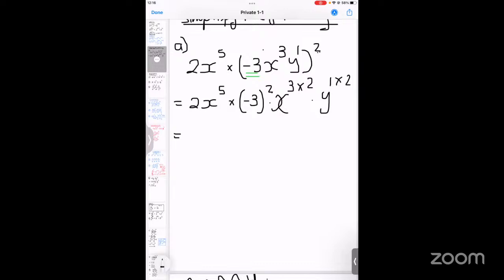Now you continue to simplify those exponents, meaning you have 2x to the exponent of 5. This is multiplying. What is -3 squared? In brackets, -3 squared. It's -9. Okay, try to punch it on a calculator.